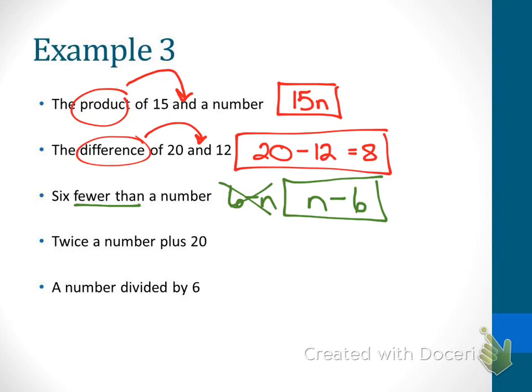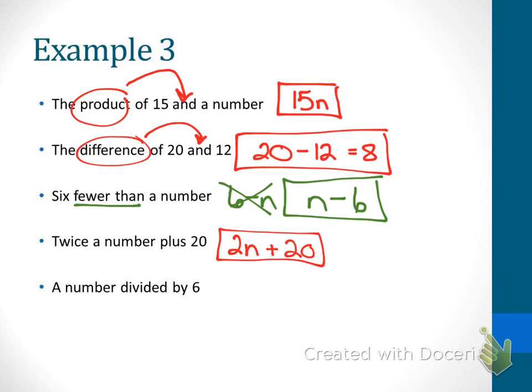All right, now I want to give you just a minute to try to do the last 2 on your own. Okay, so twice a number. Anybody have any idea how I write twice a number? Amelia? Is it n parentheses n and then plus 20? Okay, that's close. Twice a number would be 2 times a number, right? So that would be 2n plus, so that's an addition sign, 20. Anybody get it? 2n plus 20?